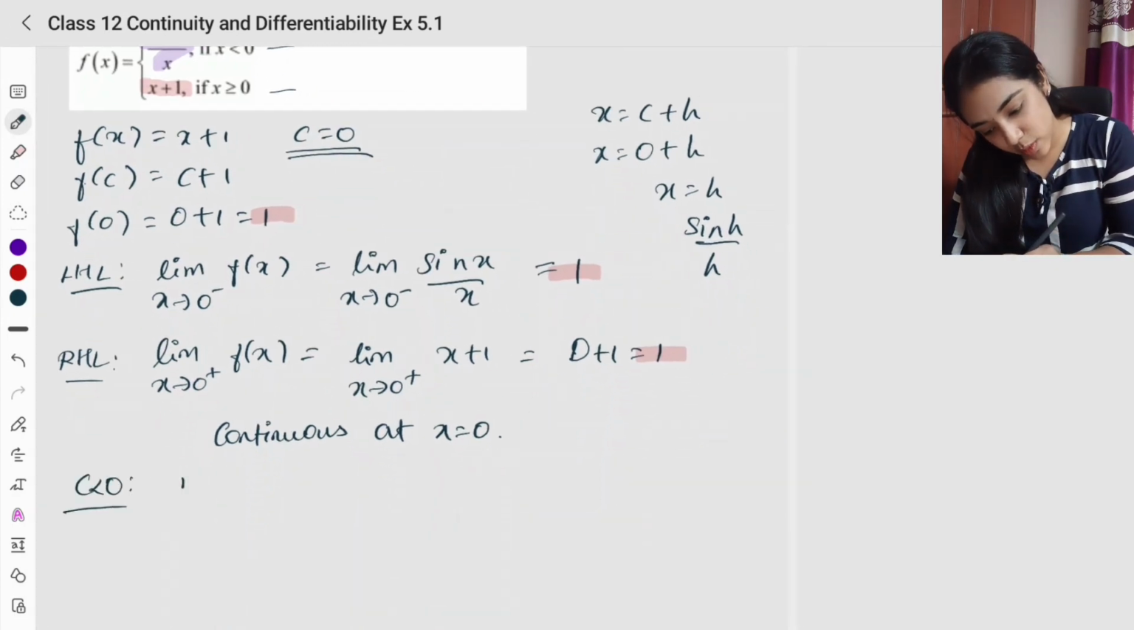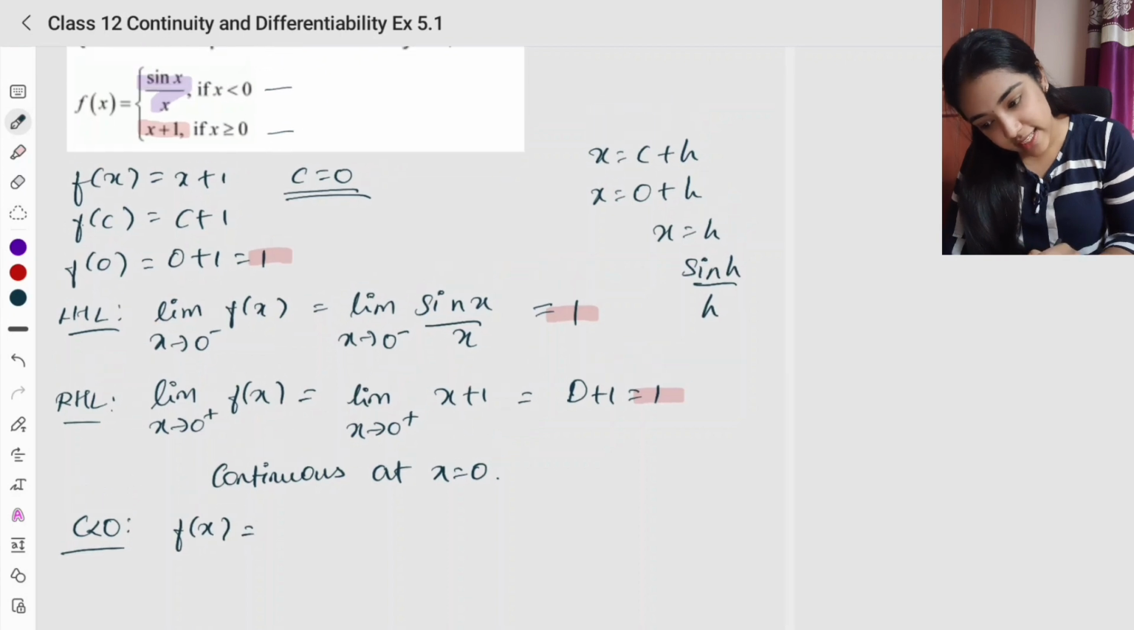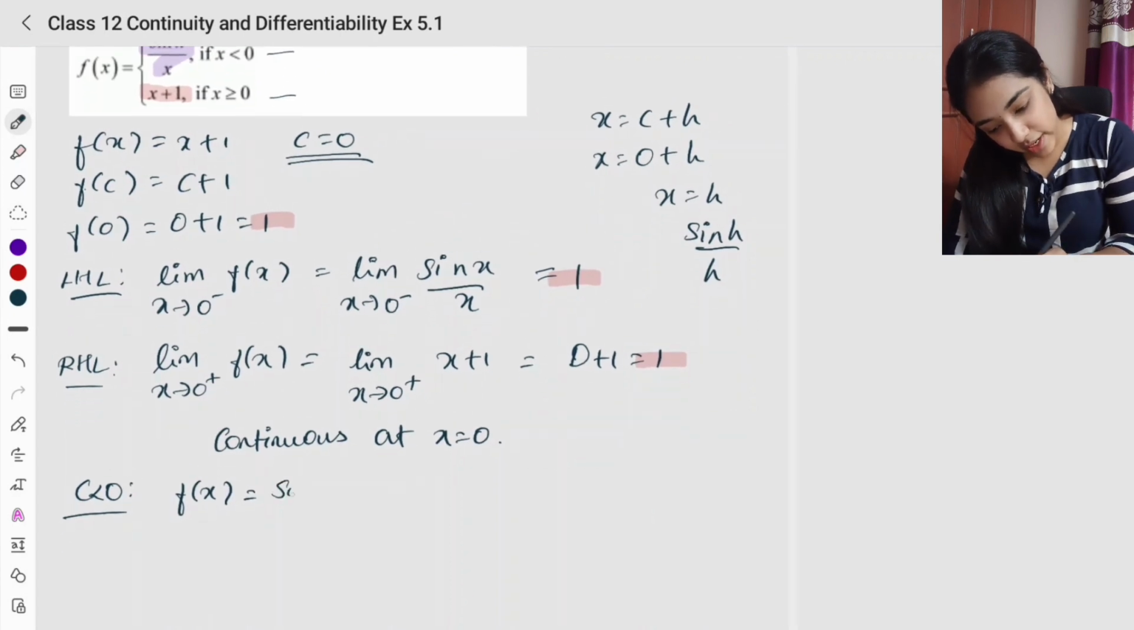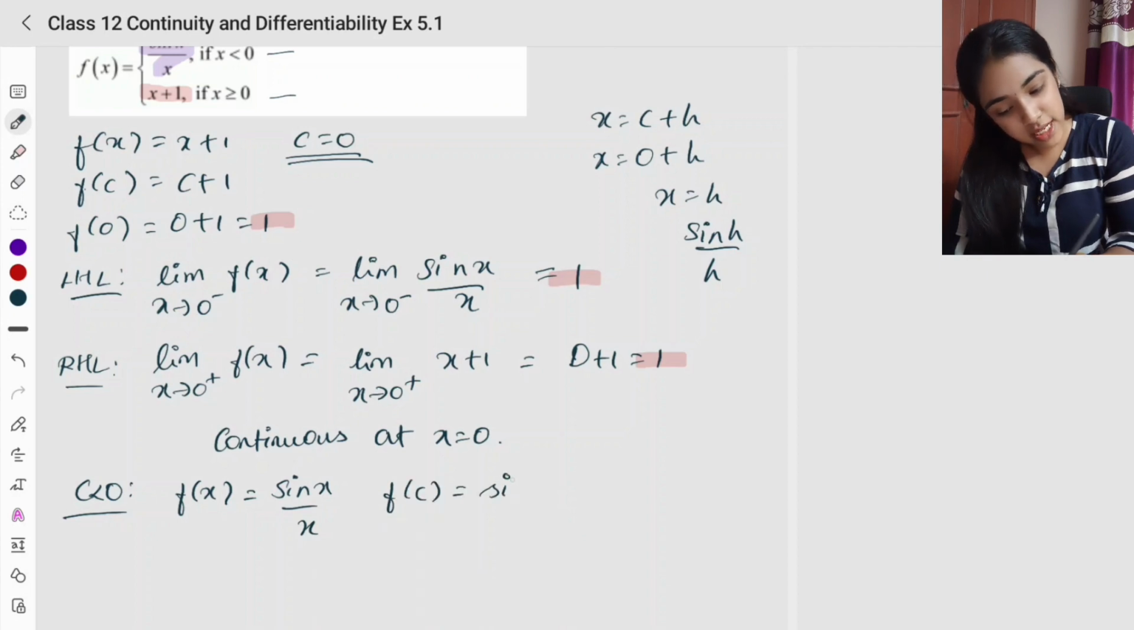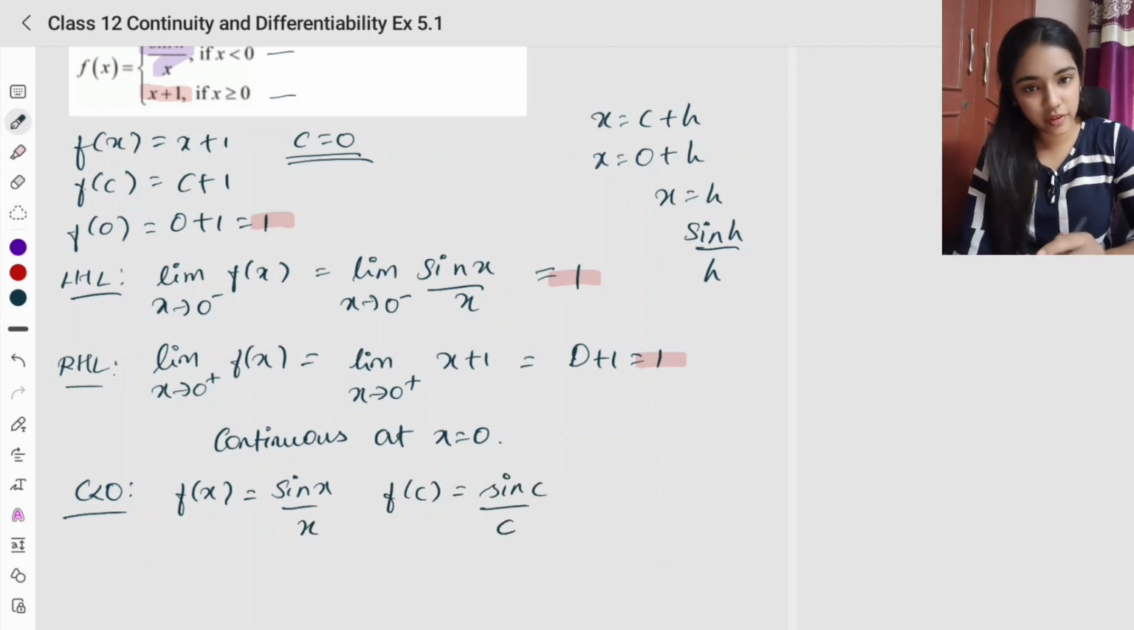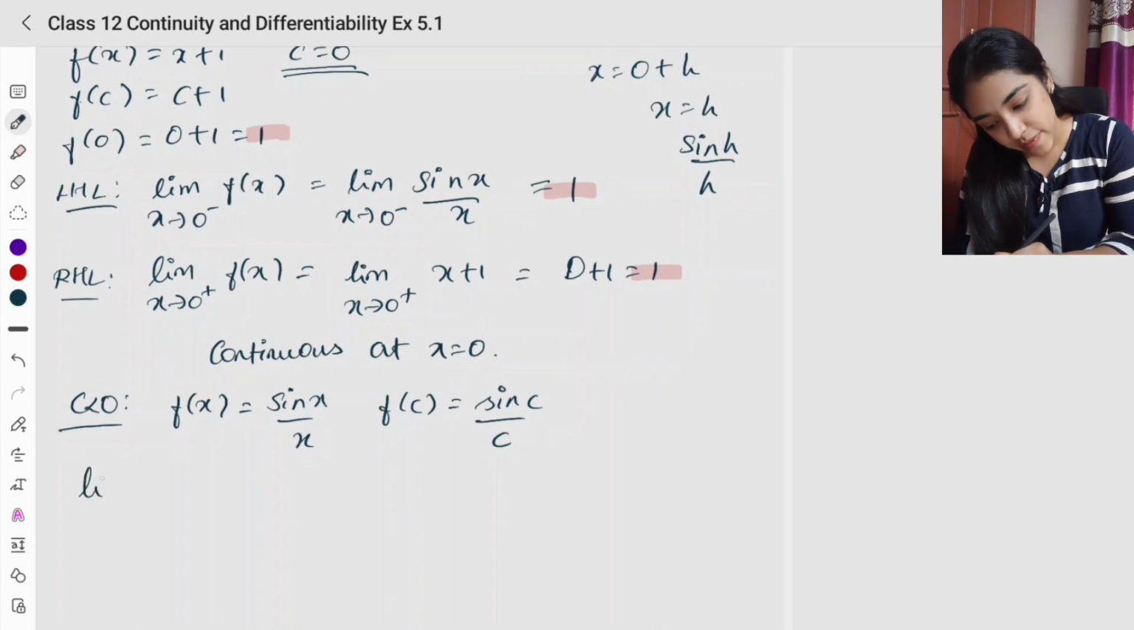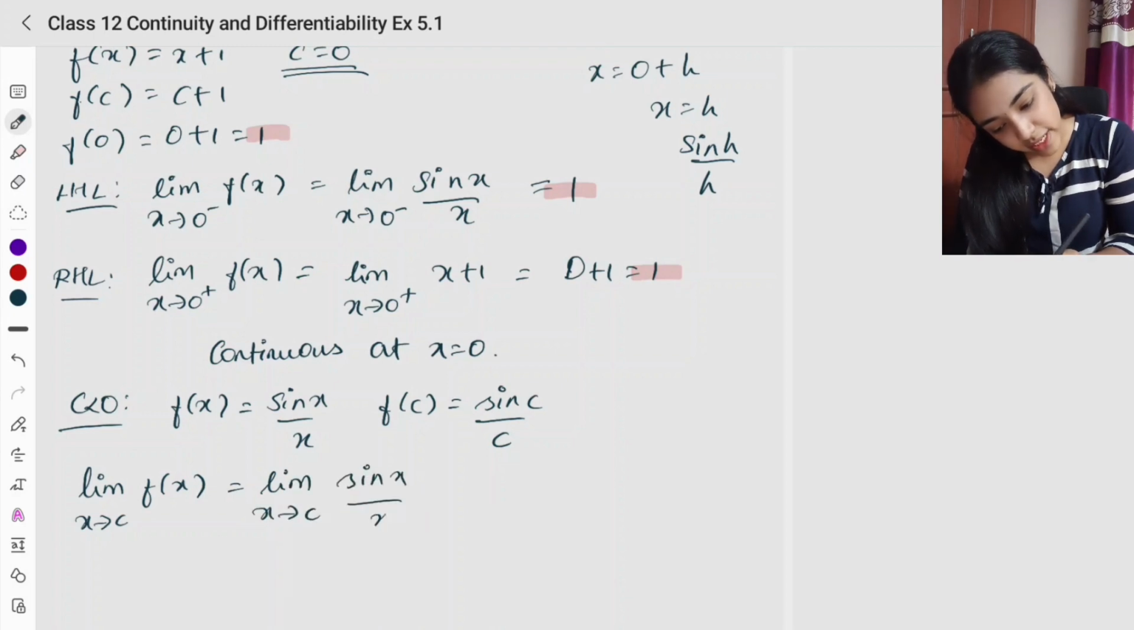For c less than 0, what is my f of x first? For c less than 0 it is going to be sin x divided by x. So what is my f of c? It is going to be sin c divided by c. Now we have found f of c. I need to find my limit. So I have limit x tends to c of f of x, which is going to be limit x tends to c of sin x divided by x. This is f of x.